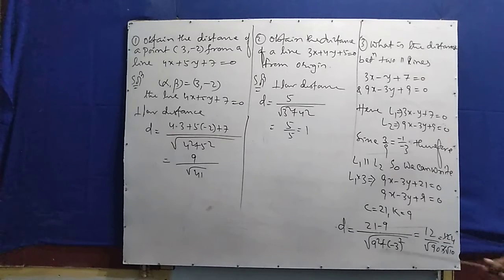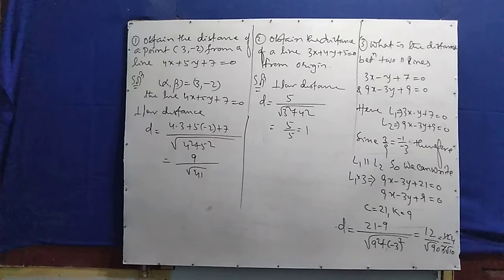Now apply the perpendicular distance formula. Here c and k are the constants, the first one is a constant and the second is another constant. Find the difference, 21 minus 9, and below you write root of a square plus b square, that is 9 square plus minus 3 square. After simplification you will get 4 by root 10. These are a few examples related to this formula.